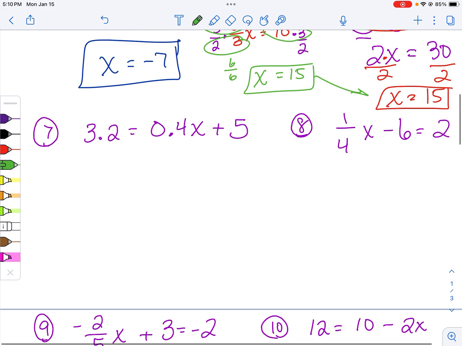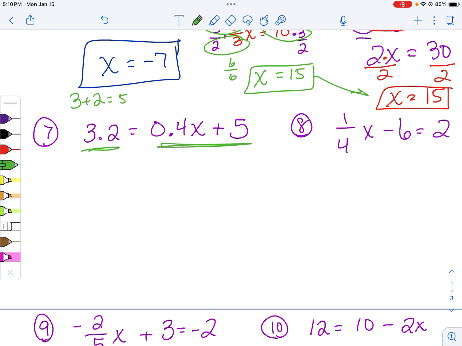Now with number 7, there's one thing that I don't like. I don't like the fact that the variables are on the right side and the numbers on the left side. So one of the properties of equations is I can just flip that. Whether I write 3 plus 2 equals 5 or 5 equals 3 plus 2, both of those are equal statements, right? They say basically the same thing. So we are able to flip these two sides and go 0.4x plus 5 equals 3.2. So all I did was reverse the sides, and then we can go ahead and solve.